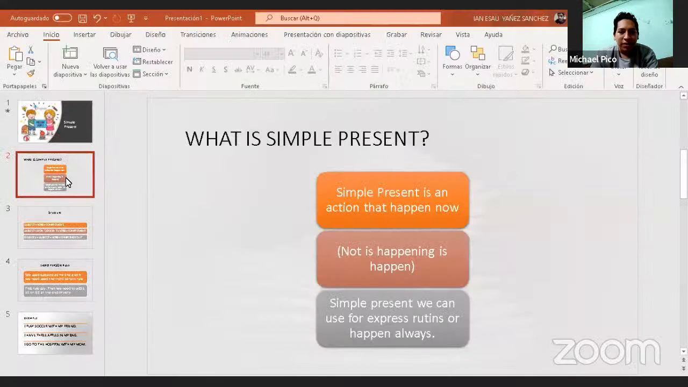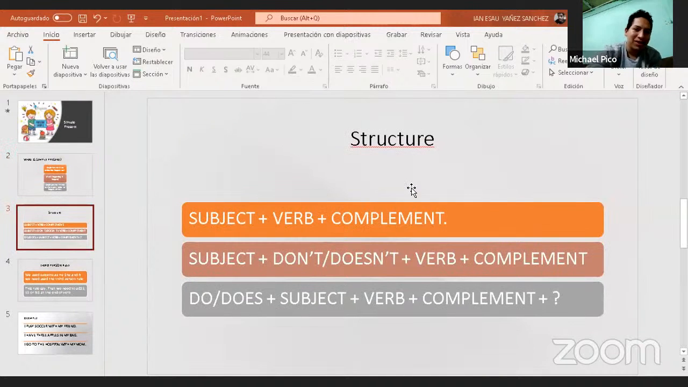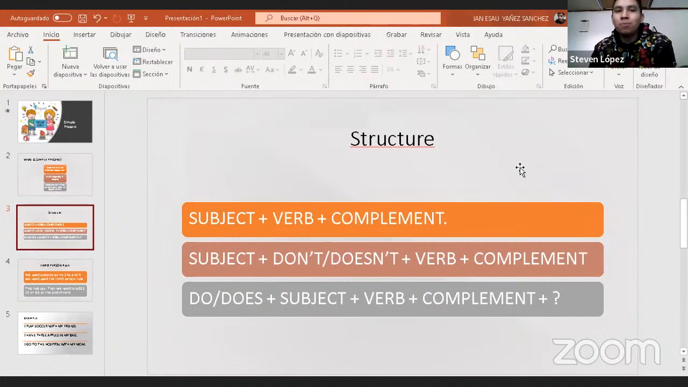We can use the simple present to explain routines or things that always happen. Okay, this is the doctrine of what the simple present is. In simple present, we have this structure: subject plus verb plus complement in positive form.